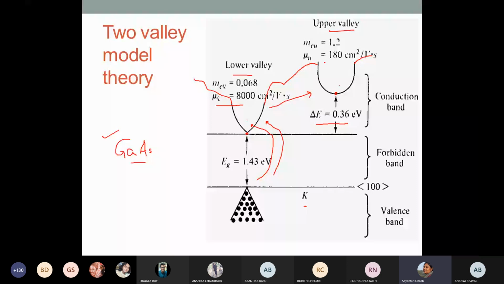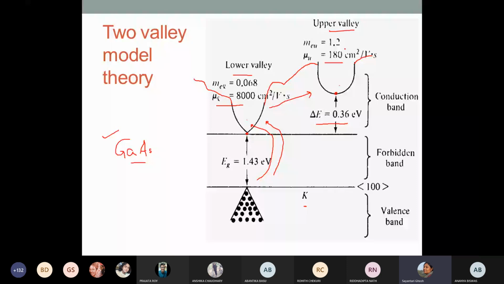So in the upper valley, if any electron is at the upper valley, their effective mass is 1.2 and their mobility is 180 centimeters square per volt second. So 180 and 8,000. Okay. It's way smaller than what we had in the lower valley, slow electrons. Okay, so these electrons are a bit slow. They are feeling heavy, right? 0.068 and the effective mass grows to be 1.2. So they are feeling very heavy in the upper valley. So though the energy is more, their effective mass increases and their mobility reduces in the upper valley.